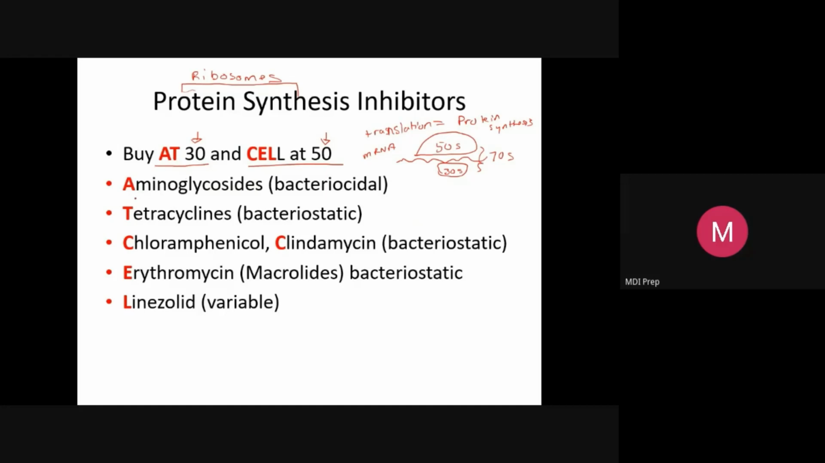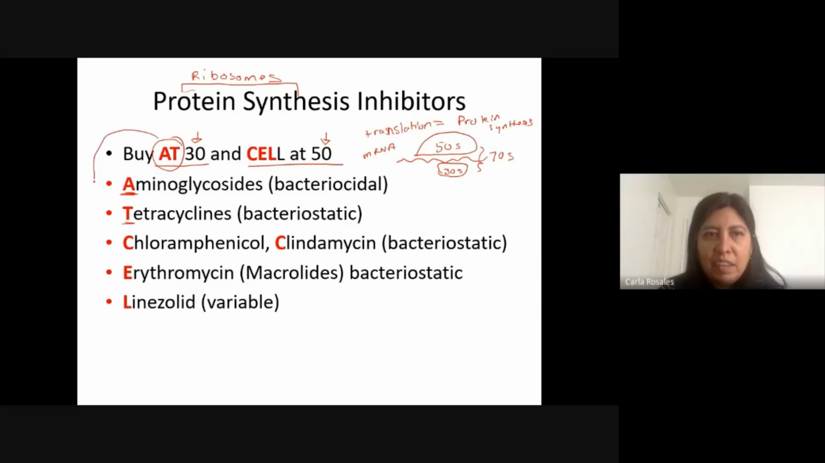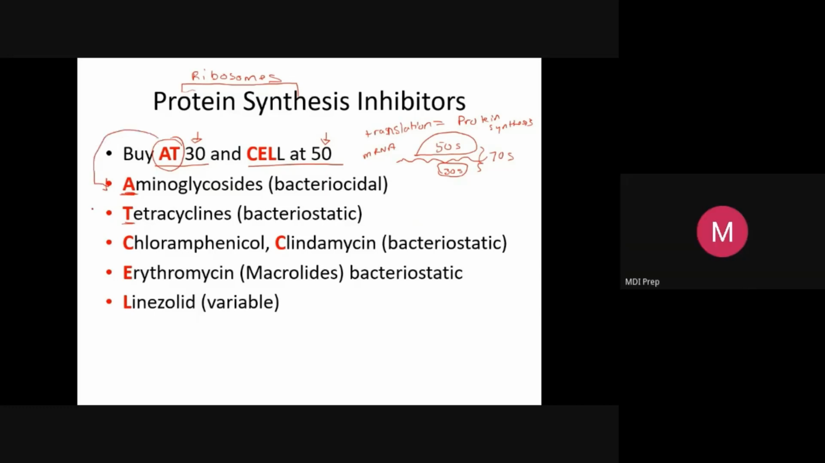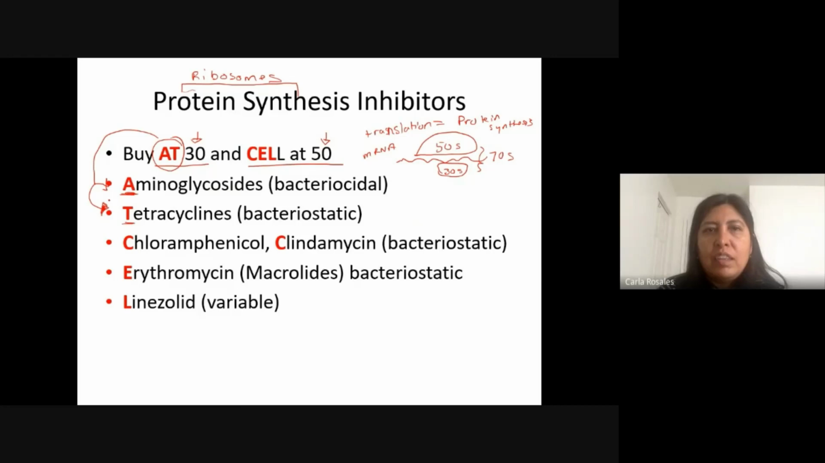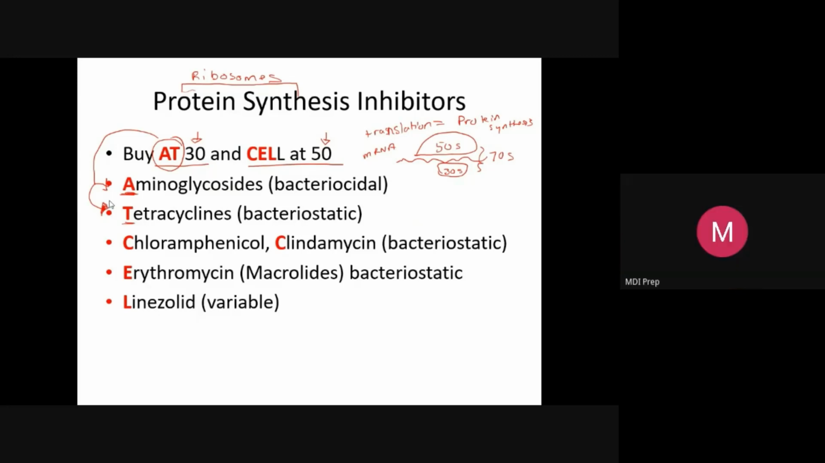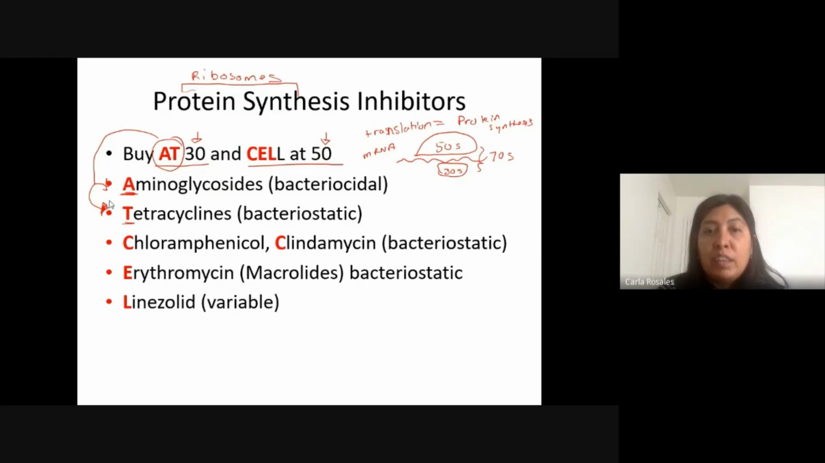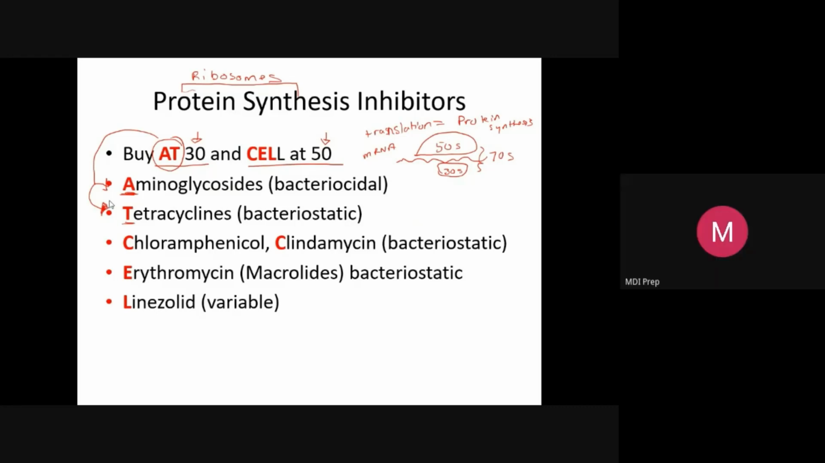Now the AT means aminoglycosides. That's the A. The T is tetracycline. You got that? Yes. All right. So if I were to ask you, how does tetracycline work? What's the mechanism of action for tetracycline? It's an inhibitor of the protein synthesis of the ribosomes. Which ribosome? Of the 30S, the small one. There you go. Perfect. That's beautiful.